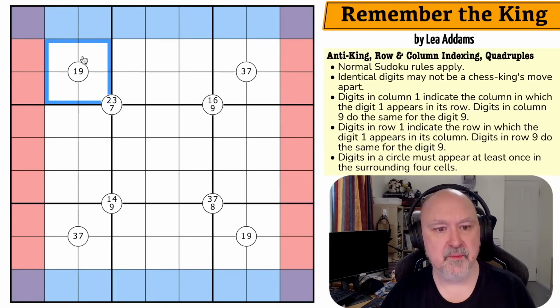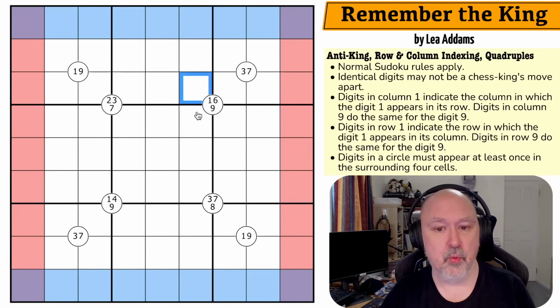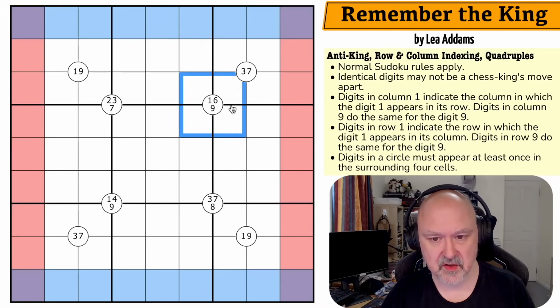So we know we must put 1 and 9 in here. Around here, we have to put 1, 6, and 9. So there must be a 1 in those 4 cells, a 6 in those 4 cells, and a 9. There could be 2 1s in those 4 cells. We don't know what the 4th digit is, but there must be at least 1 1, at least 1 6, and at least 1 9.